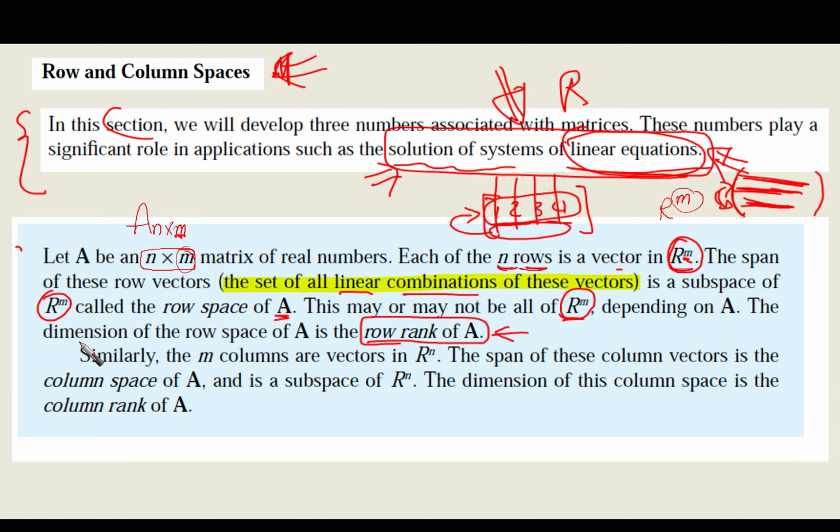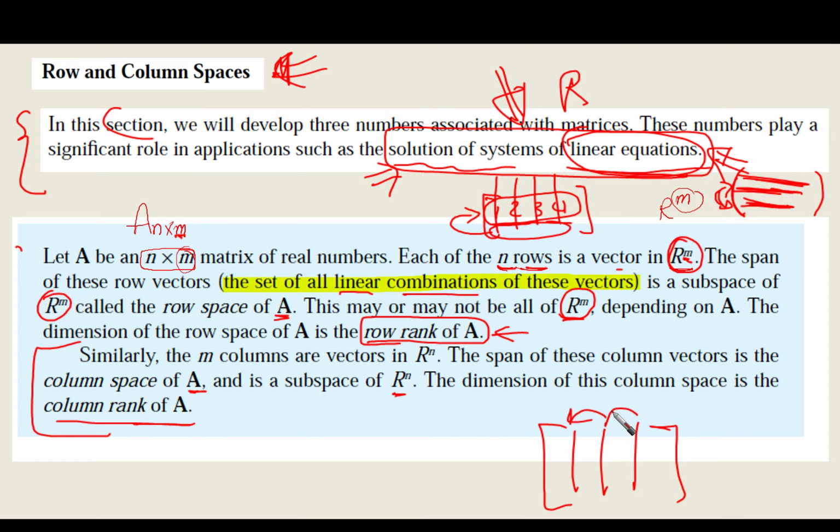Similarly, we can do this for columns. The m columns are vectors in Rn. The span of these column vectors is the column space of A and is a subspace of Rn. The dimension of this column space is the column rank of A. So what is the meaning of column rank? If we have a matrix with different columns, and all the columns are independent of one another, for example if we have 3 like this, then the rank is 3.